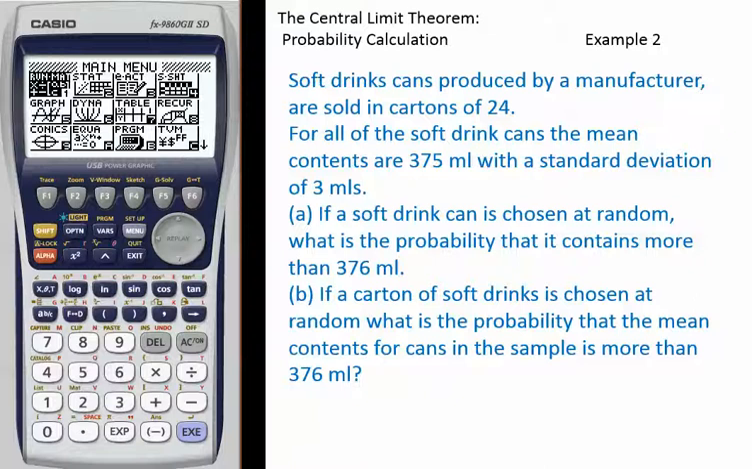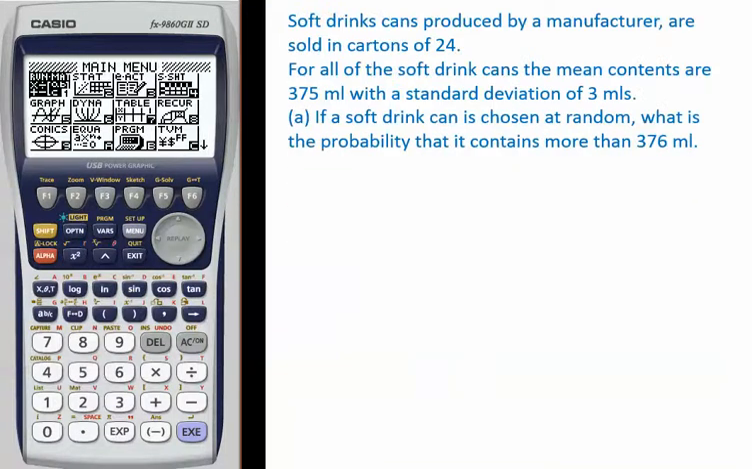If a soft drink can is chosen at random, in other words, just one can, what is the probability that it contains more than 376 mils? And the second part, if a carton of soft drink cans is chosen at random, what is the probability that the mean contents of cans in the sample is more than 376 mils? Very similar questions. Let's see how we deal with them.